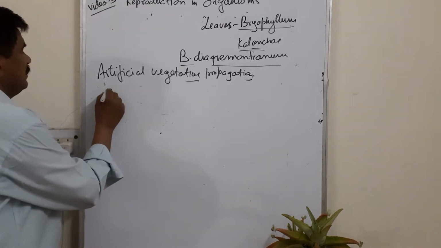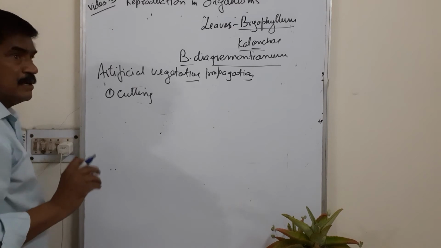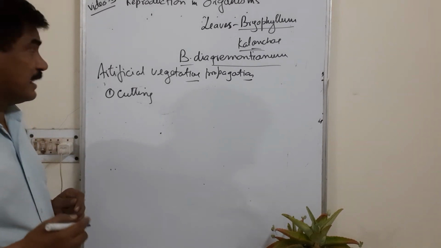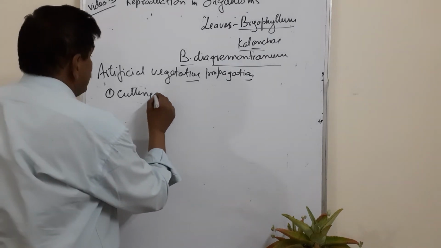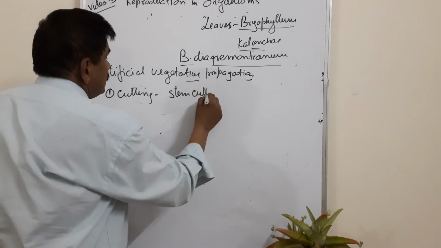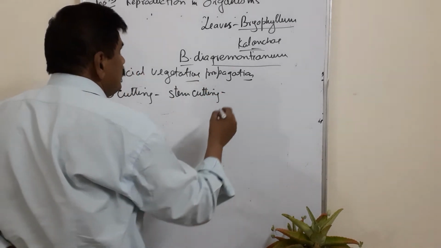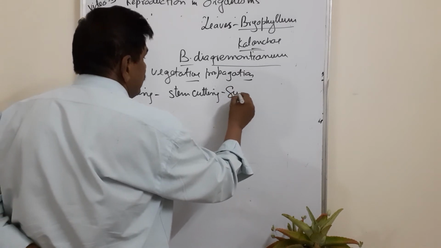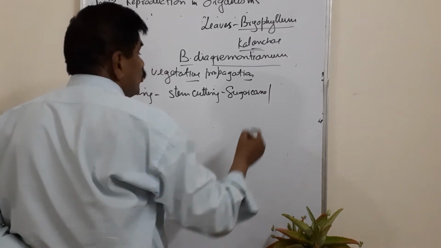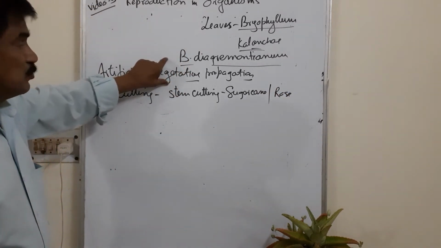One is cutting. Cutting means cutting a part of a plant and it will produce a new plant. There is stem cutting. Stem cutting is very common. Essentially, there is only one mode of reproduction in sugar cane. Say rose, here stem cutting is being used.